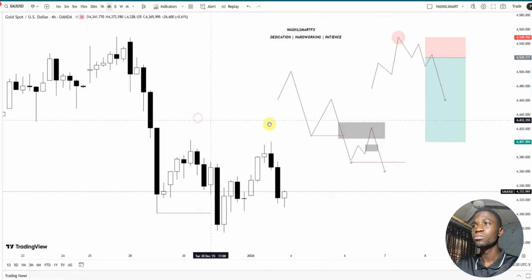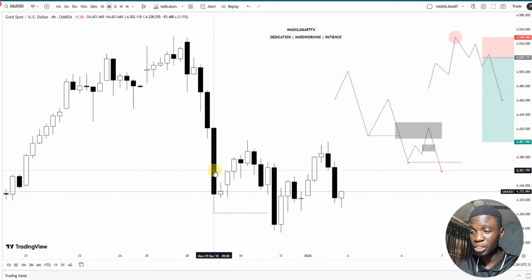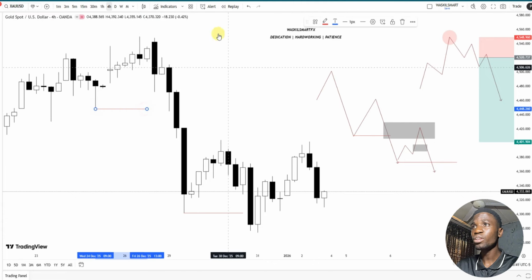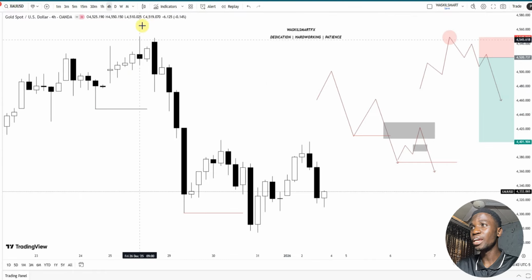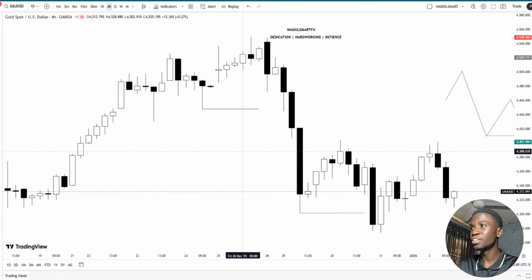Now, the first thing I look out for is the draw on liquidity in the market. So on this 4-hour chart, the first thing I'm looking for is a bearish leg. I can see that from this high down to this low, the market broke this low here. So I have another full leg, and there's a fair value gap in the whole range.